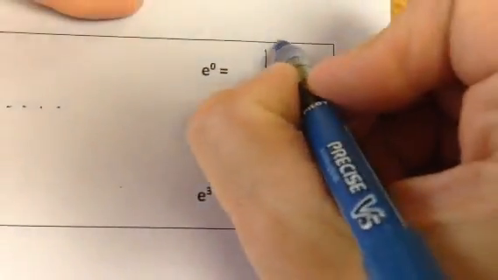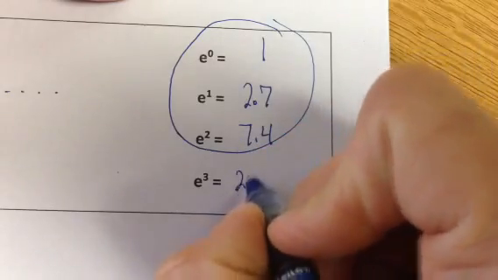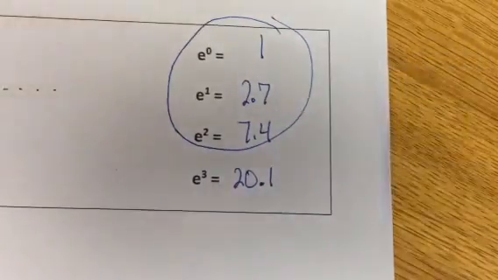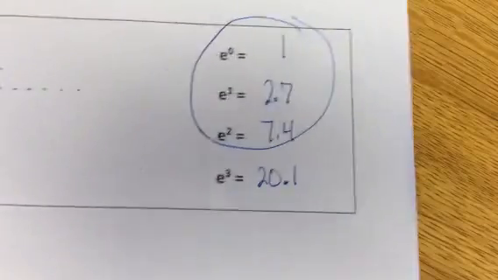And these are the 3 I need for you to know, and just to share, E to the third power, I think it was 20.1. Okay? So you need to have these 3 numbers memorized when it comes time for the test.